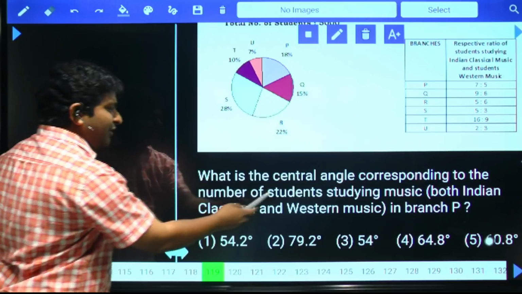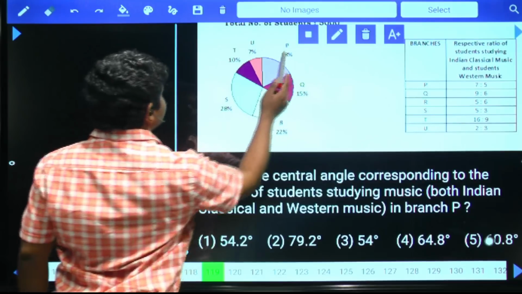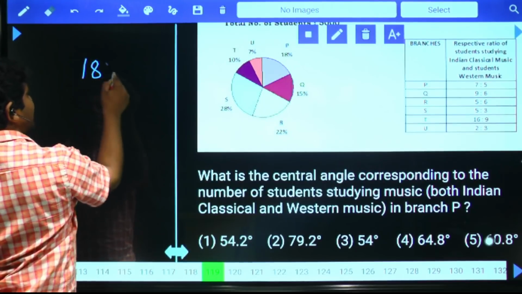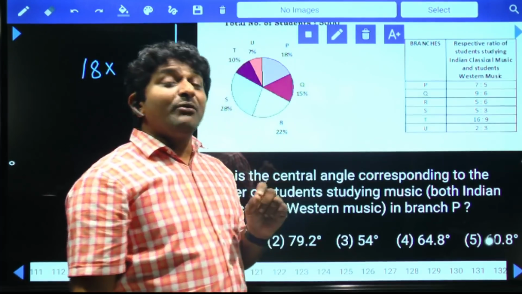Central angle corresponding to number of students studying music in branch P. Branch P, how much percentage we have? 18%. Now, 18% in the sense 18 into 1% value. What do you mean by 1%?